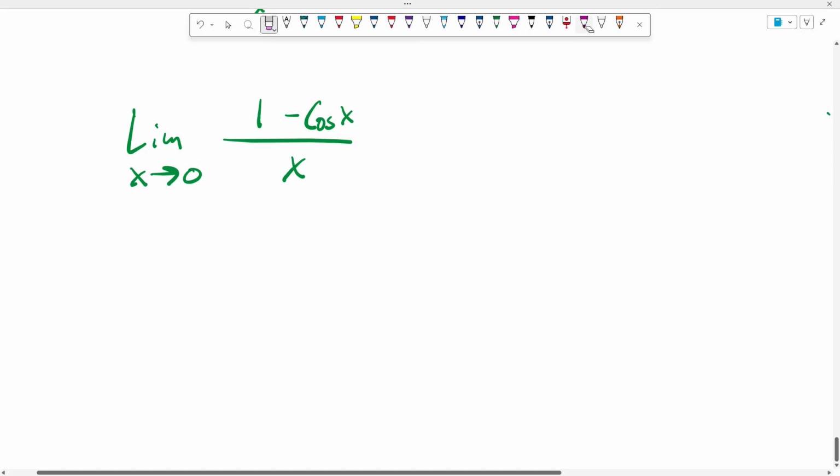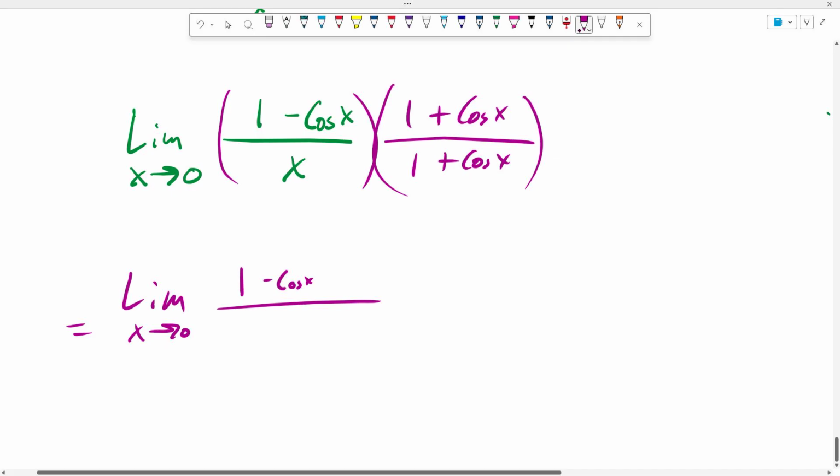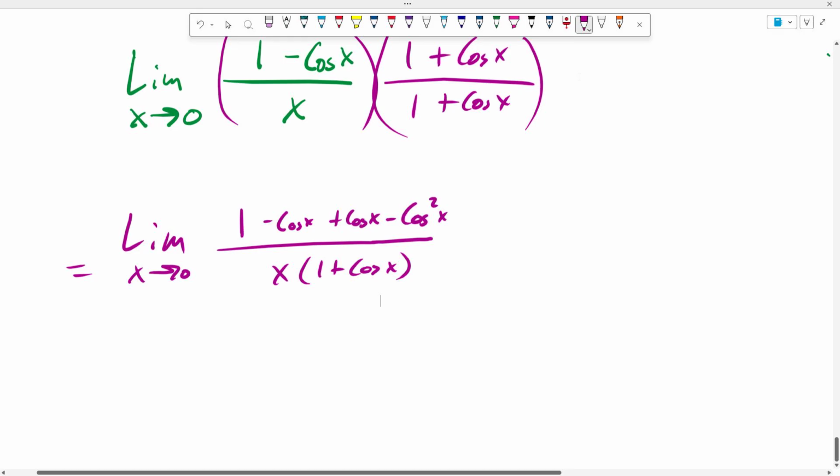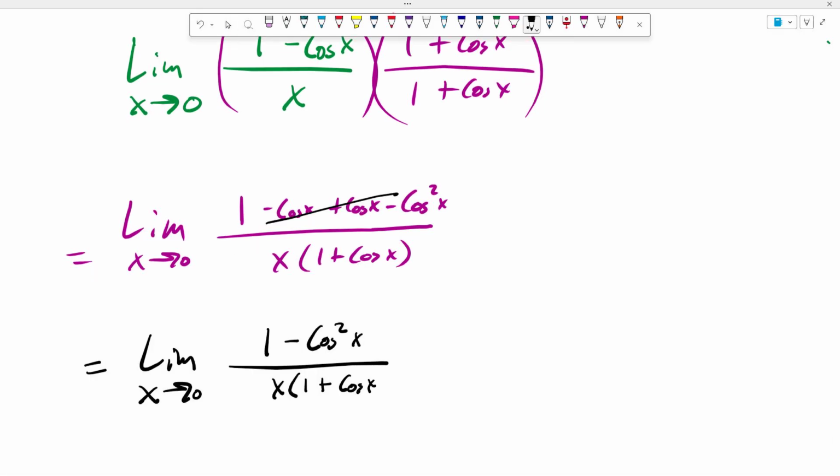Here's a little trick. We're going to multiply by 1 plus cosine of x, which is just the conjugate of the numerator there. These had to be 0. Does that help anything? If you direct substitute, you still get 0 over 0.